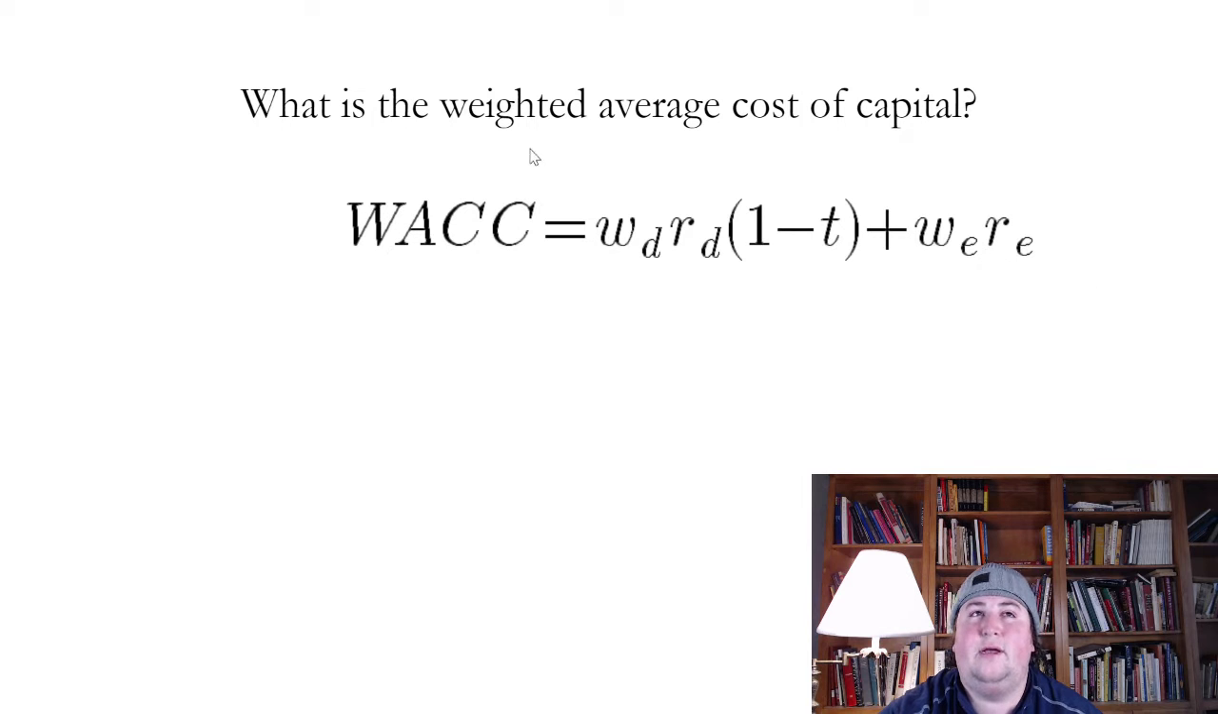Great. So what is the weighted average cost of capital? It's typically called WACC, and it's basically a weighted average of the cost of debt and the cost of equity. We'll get into this shortly, but the cost of debt, specifically the interest payments, are typically tax deductible, and so we get what's called a tax shield from using debt.